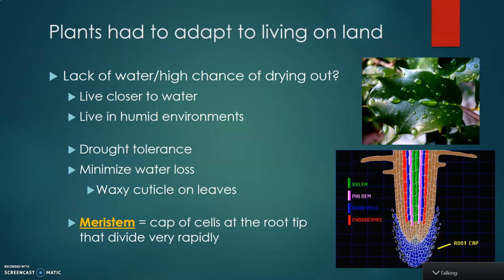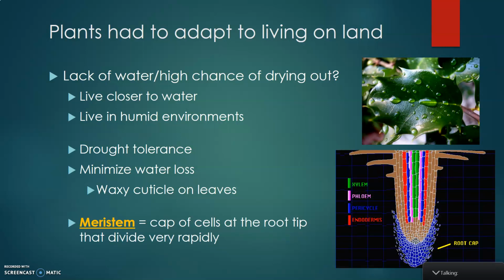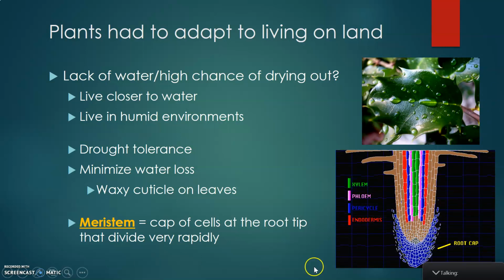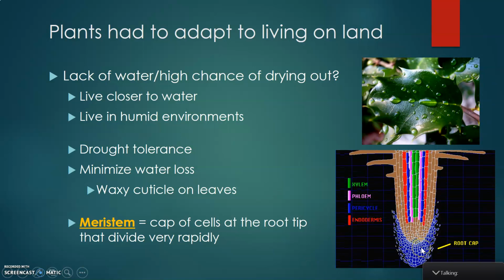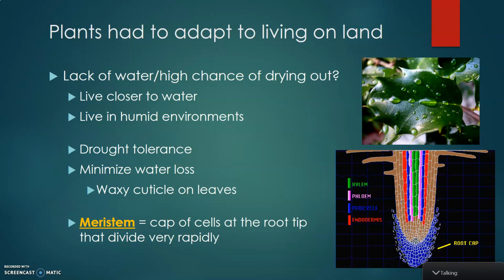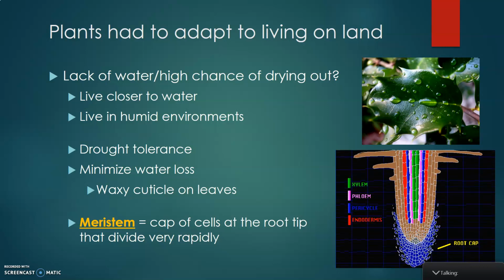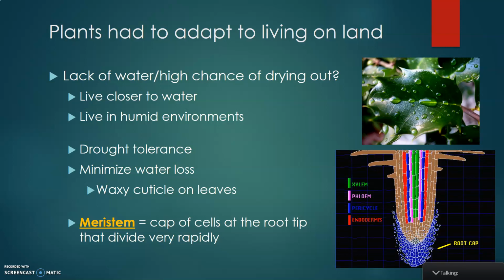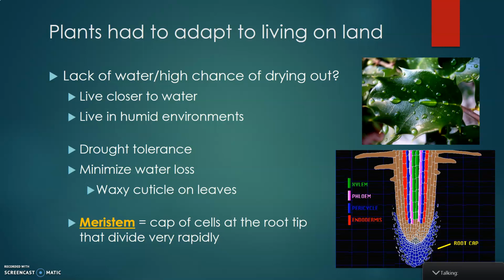And in addition, there's a special structure in the roots of plants that evolved to help them find water deep within the soil. And that's known as the meristem. You can see it here in this GIF dividing in blue. And it's basically just a bunch of cells at the very tip of a root that divide really rapidly. And as they divide, they push that root really deep into the ground. And it really makes them very successful at finding water buried in the soil that might be far below the surface.